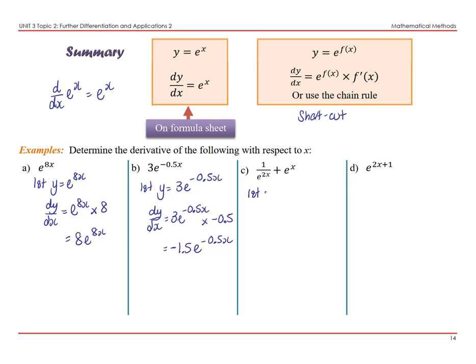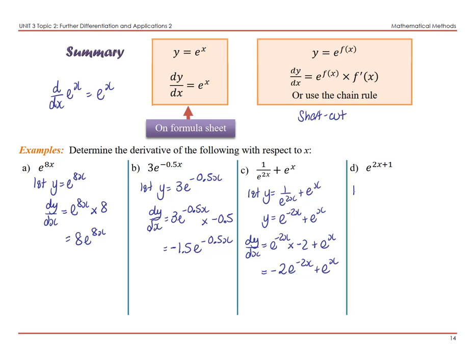Next, let y equal 1 over e to the 2x plus e to the x. Now we can't have that fraction, so we're going to bring that power up and make it negative. And now we can differentiate. I'm going to move that derivative over. dy/dx equals, differentiate each one. So e to the negative 2x multiplied by the derivative of the power, which is negative 2. Plus, the derivative of e to the x is just e to the x. Neaten it up: negative 2e to the negative 2x plus e to the x.